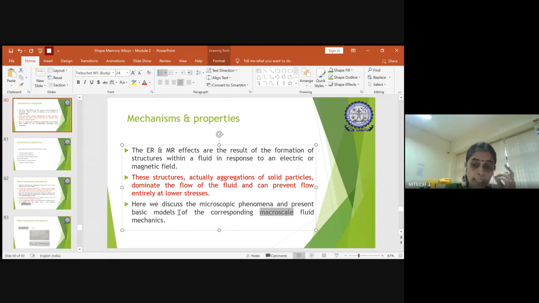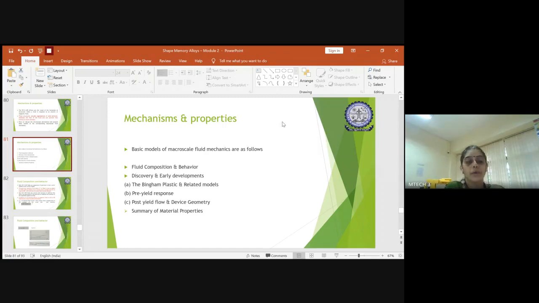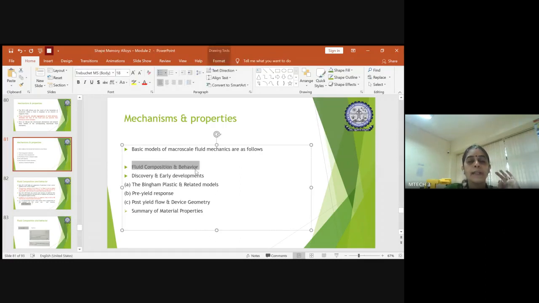So to understand this type of mechanics, we have some basic models. If it was not at micro and nano scale, then these basic models would not be needed. In order to analyze the micro scale level of the fluid mechanics, it is necessary to understand the concept of the fluid behavior and its composition using some basic models, right? So in basic models, we have three categories. One is the fluid composition and the behavior.